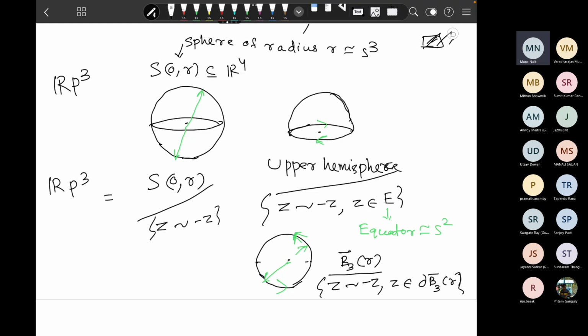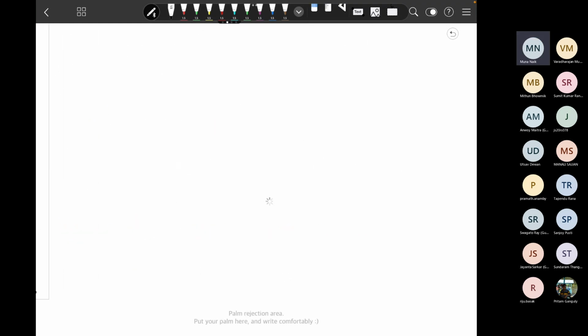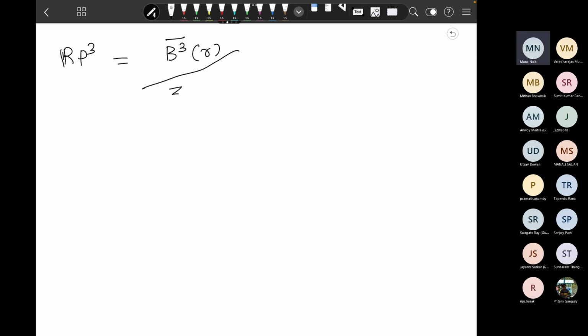Okay, so this is my final description, and we will use this. So RP3 is equal to the three-dimensional ball of radius r, where I am identifying the antipodal points of the boundary sphere, z belonging to the boundary. This description we will use for RP3.